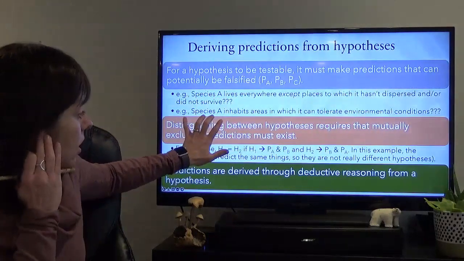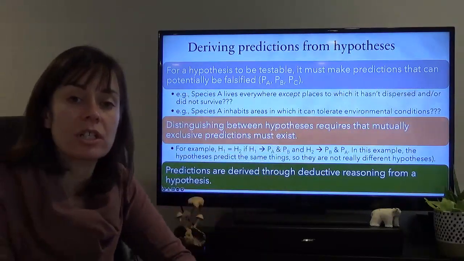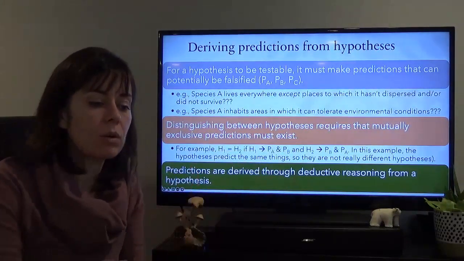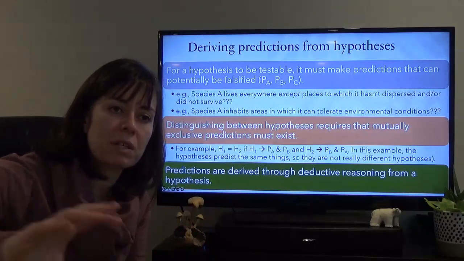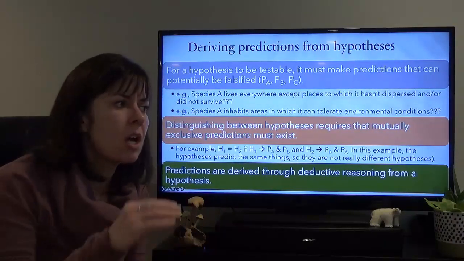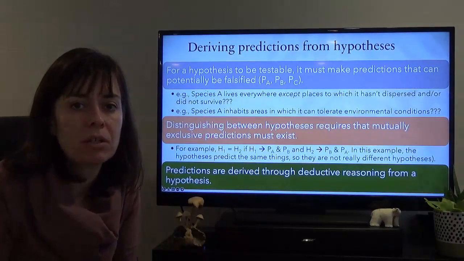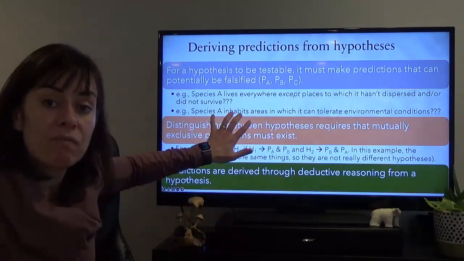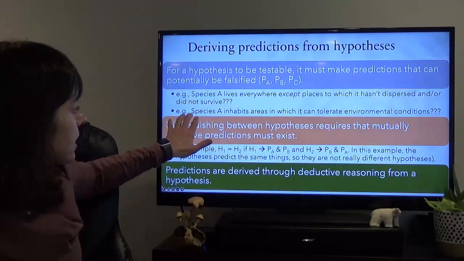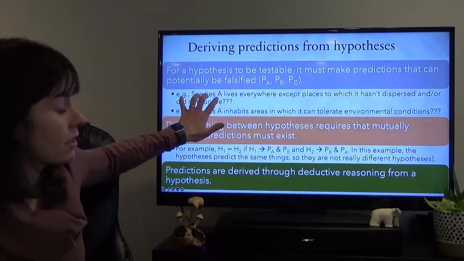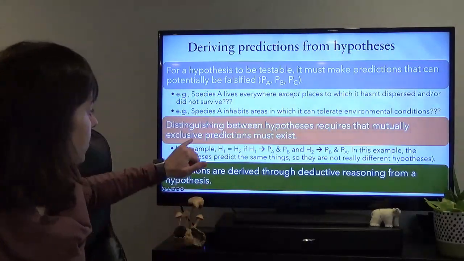In contrast, our second prediction is that species A inhabits areas in which it can tolerate environmental conditions. That is something we can test. We can go and measure the distribution of species A, we can measure the environmental conditions where it occurs, we can measure the environmental conditions where it doesn't occur, and we can do physiological studies on individuals to evaluate their tolerance to different environmental conditions. This is something we can falsify, or that we can show is true. So this is a good prediction. This is not a good prediction. And so you have to be really careful when you frame your predictions associated with hypotheses.